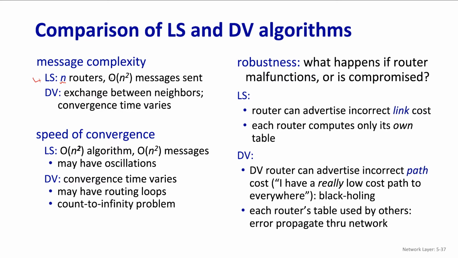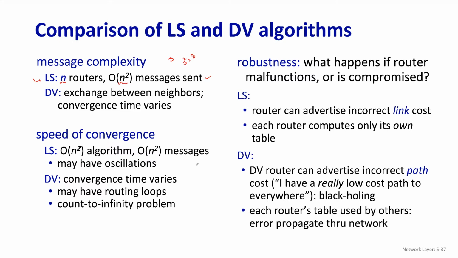So the complexity here is big O of n squared, where n is the number of routers, and this is the number of messages. So if we have 3 routers, then the number of messages is going to be 3 to the power of 2. It's going to be 8.